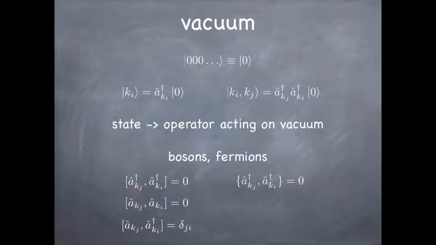So bosonic creation operators commute, bosonic annihilation operators commute, and the creation and annihilation operators commute with each other so long as they're talking about different momentum states. If they're the same momentum states, then the commutator is 1, and that's how you get the raising and lowering business. But for fermions, it's exactly the same creation and annihilation commutation relations, except that they're anti-commutators instead of commutators. So they anti-commute.